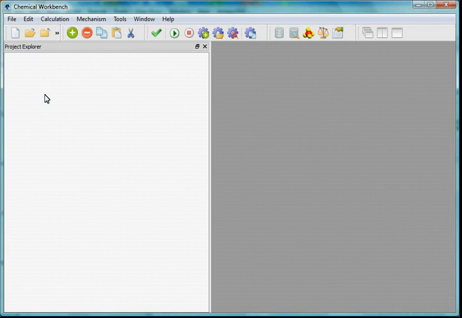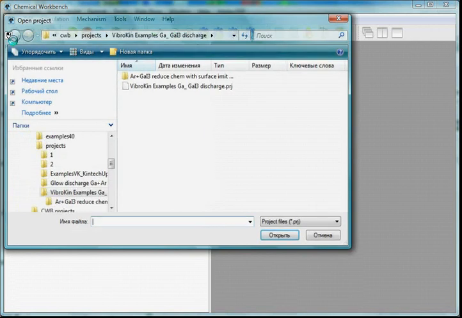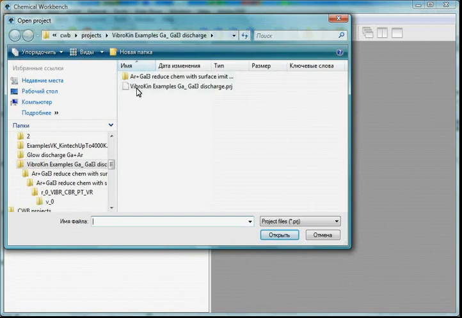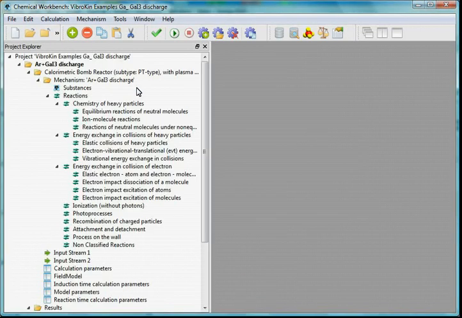Now we will start the plasma project in Chemical Workbench. Let's open the project, which allows us to model positive column discharge plasma. Click File in the main toolbar, Open. The Open Project window will appear. We choose the Vibrokin examples gallium iodide 3 discharge project file. Wait until the project is completely loaded.